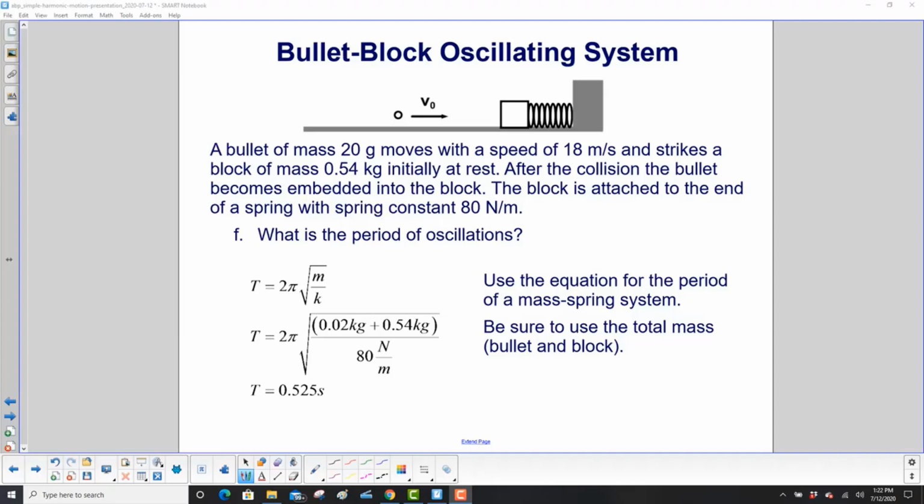What is the period of oscillations? Well, we're going to use the equation for the period of a mass spring system, which is 2 pi times the square root of m over k. And the only trick here is make sure you use the combined mass of the bullet and the block. Divided by k, take the square root, multiply by 2 pi, and you get a period of 0.525 seconds.